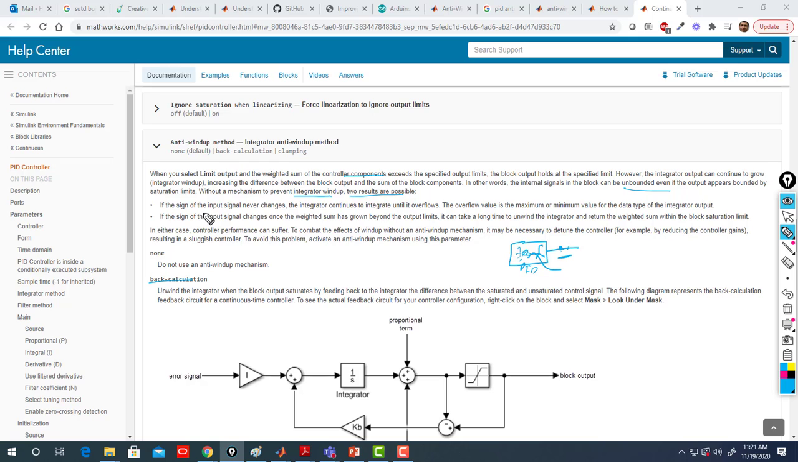if the sign of the input signal never changes, like the water level that keeps going this way, the integral continues to integrate and overflow. So you have overshoot. Overflow value is the maximum or minimum value for that type of integrator output. It could go to maximum overflow in the positive sense or the negative sense.